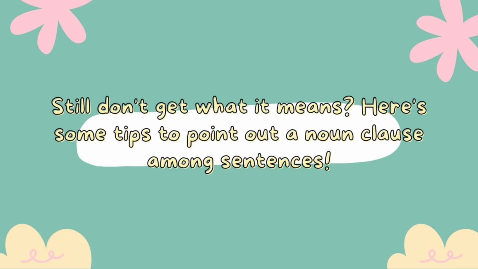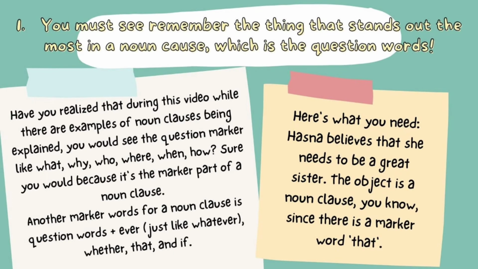Here are some tips to point out a noun clause among sentences. First one, you must remember the thing that stands out the most in a noun clause, which is the question words. Have you realized that during this video, while there are examples of noun clauses being explained, you will see the question markers like what, why, who, where, when, how. Sure, you will, because it's the marker part of a noun clause.